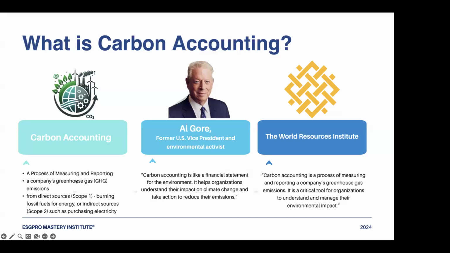So these are the 3 important pillars. The first pillar is measuring. The second pillar is, of course, reporting of what? Greenhouse gas emissions. So measuring and reporting of what? Greenhouse gas emissions coming from direct or indirect sources, specifically when you are burning fossil fuel to operate your company. Clear? That's carbon accounting in a nutshell.